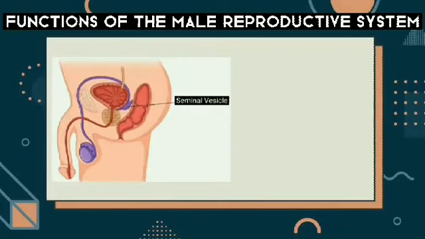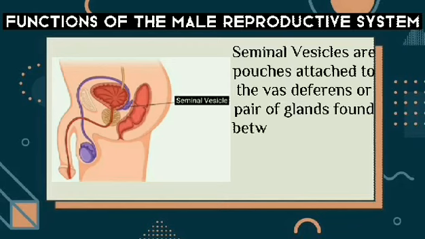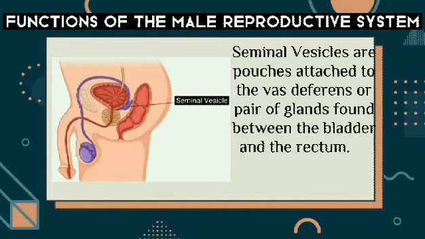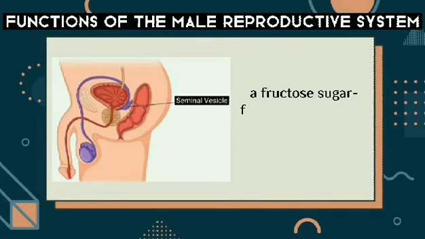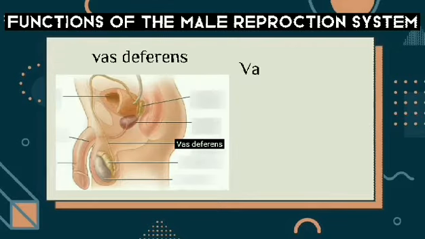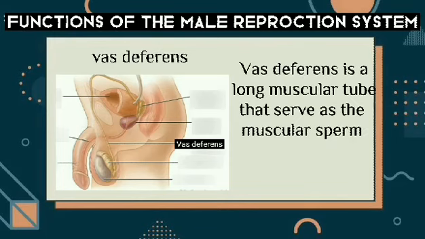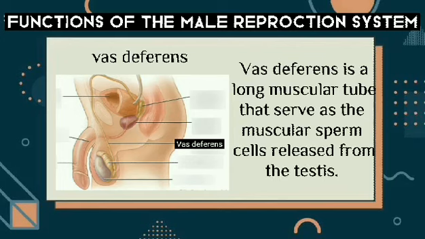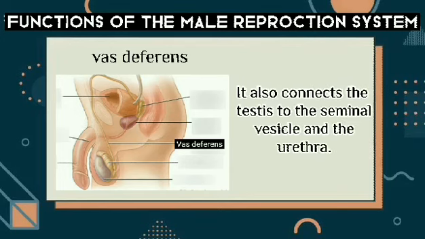Seminal vesicles. Seminal vesicles are sac-like pouches attached to the vas deferens, or a pair of glands found between the bladder and the rectum. They contribute to the semen a fructose sugar-rich fluid which provides energy for the sperm cells' motility. Vas deferens. The vas deferens is a long muscular tube that serves as the passage for sperm cells released from the testes. It also connects the testes to the seminal vesicle and the urethra.